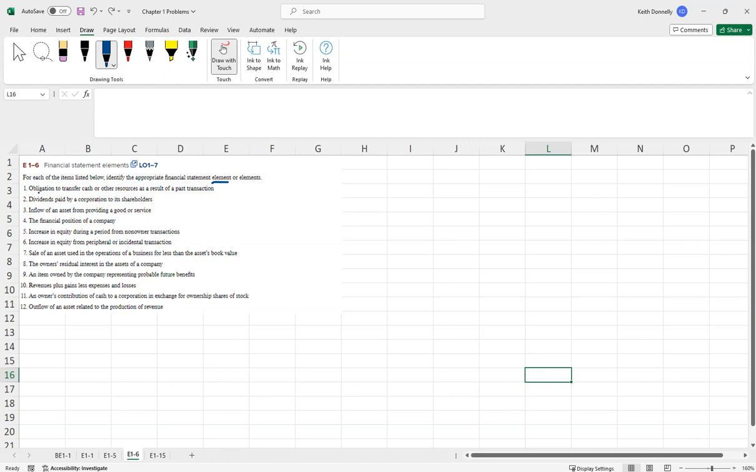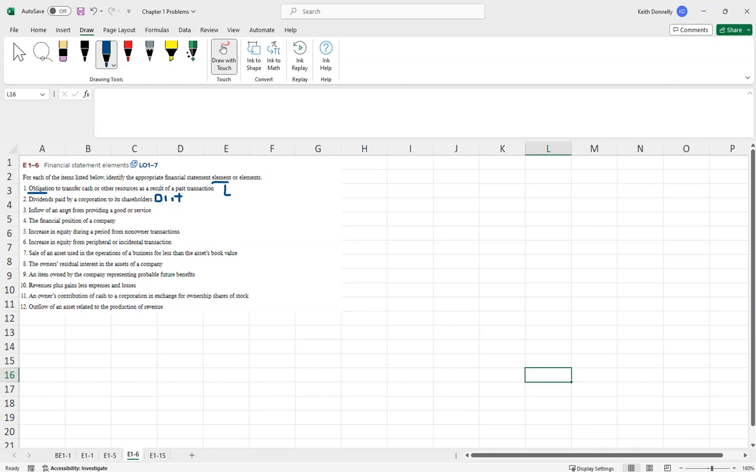So the first one here, an obligation to transfer cash or other resources as a result of a past transaction. That's a liability. You owe somebody money. There's an obligation and it occurred from something that happened in the past. Hey, in the past, we borrowed money, we owe money. Next one here, dividends paid by a corporation to its shareholders. Well, that's going to be a distribution. That makes sense, right? We distribute the after-tax profits to the shareholders. It's a distribution.